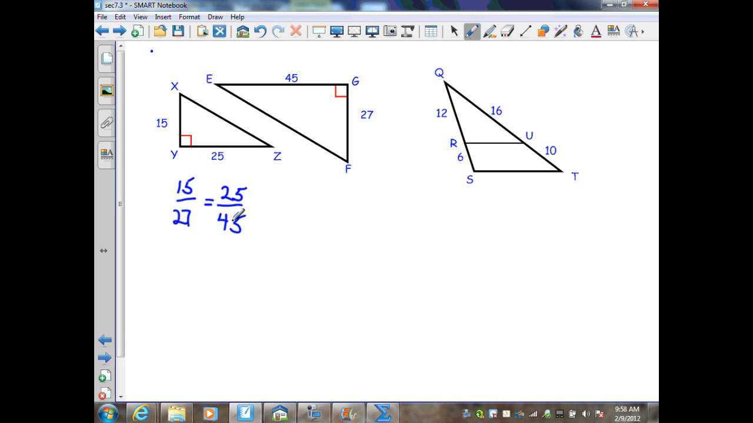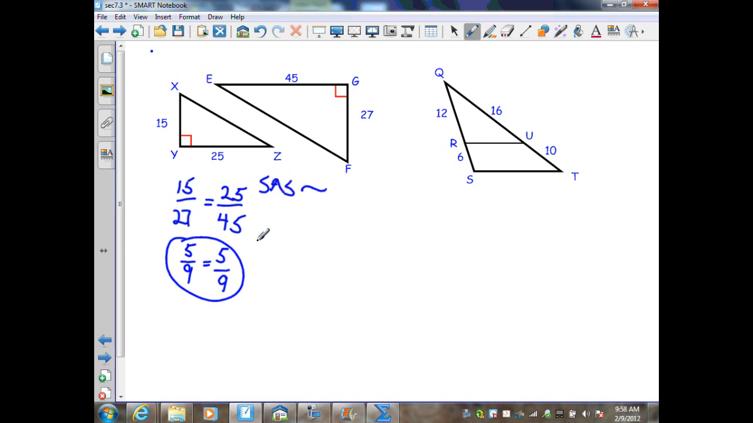Simplifying both fractions, here I'm going to divide by 3. I'm going to get 5 over 9. And here I'm going to divide by 5 on both, which is going to give me 5 over 9. Therefore, those two sides are in proportion, and the angles are included. Therefore, these triangles are similar by the side angle side similarity theorem.